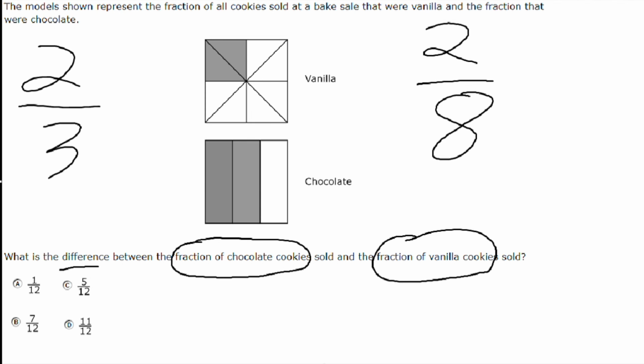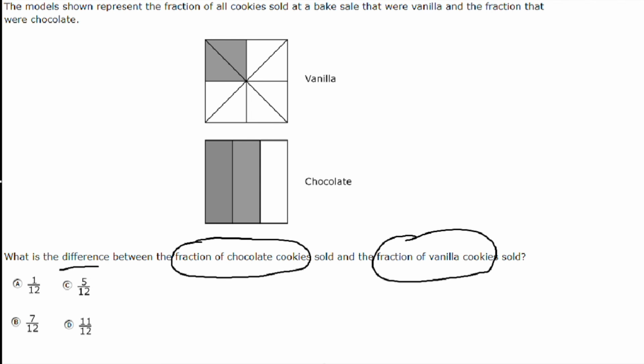Well, you can't subtract fractions if they have different denominators. That just won't work. To subtract fractions, you need to have the same denominator. So how do we do that? All right, well, let's try and make these a bit smaller. So we have 2/8 and we have 2/3.